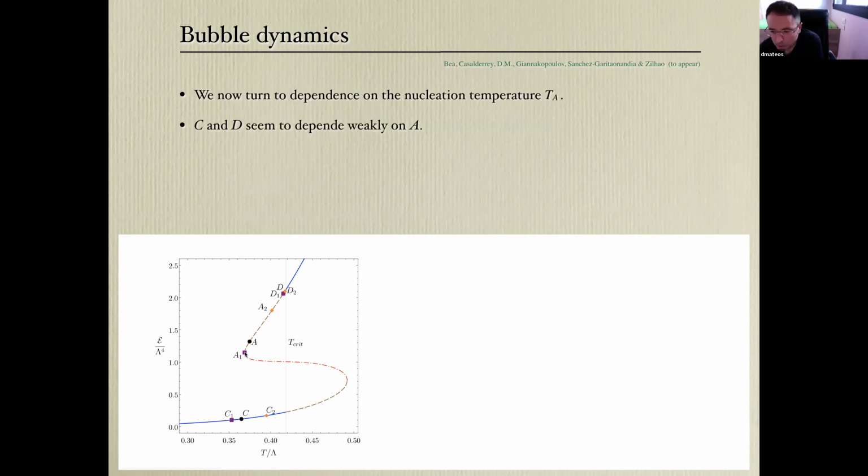You see, start with A1. For A1, the state inside the bubble is C1, and the state outside, right in front of the bubble, is D1. But now if you move A1 to A and to A2, C1 moves to C and to C2, so it's approaching this point. And D is approaching this point. So when A reaches this point, the wall velocity goes to zero. And what you have inside and outside are this and that, which is exactly what you have in a phase-separated configuration. But now, depending on which combination you start with, you can have different phase-separated solutions.